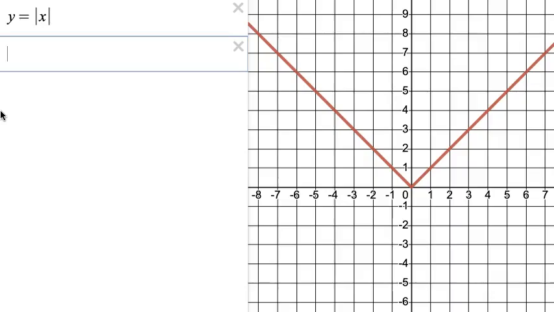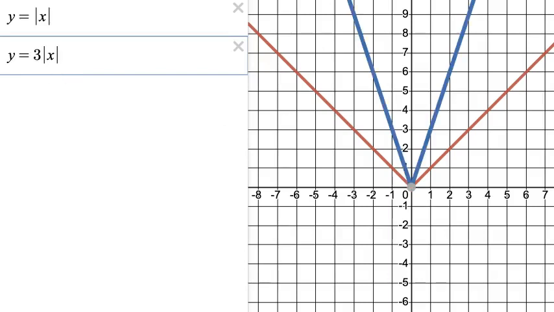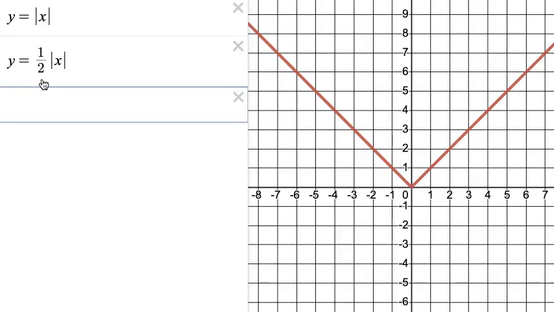Let's investigate now what happens when we put a number in front of the absolute value. So right now we're looking at the graph of y equals the absolute value of x. And now I'm going to graph y equals 3 times the absolute value of x. And we notice, instead of going over 1, up 1 for the first move, we go over 1, up 3. So it's 3 times steeper. Likewise, if we put a fraction in front, y equals 1/2 times the absolute value of x, well, we notice it goes up half as fast. Instead of going over 1, up 1, it goes over 1, up 1/2.